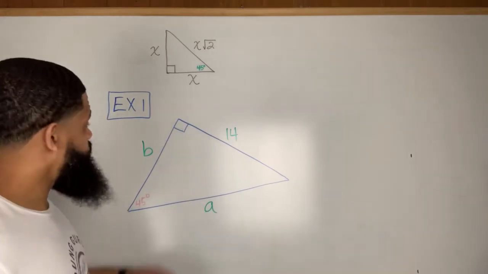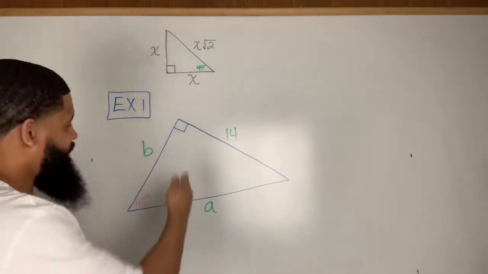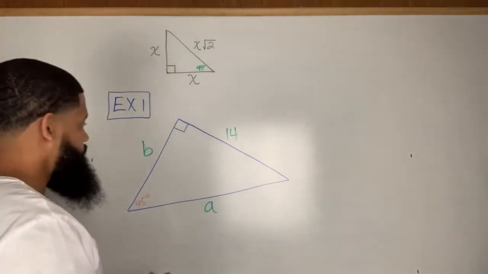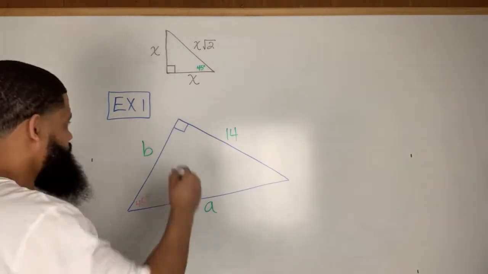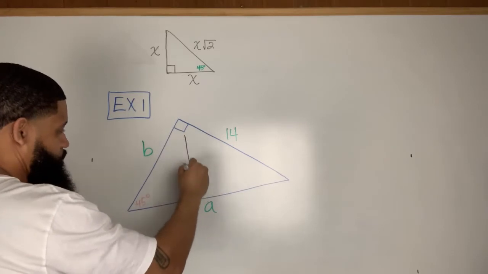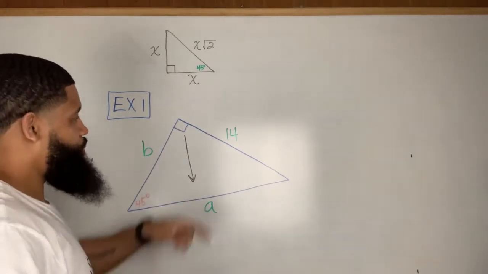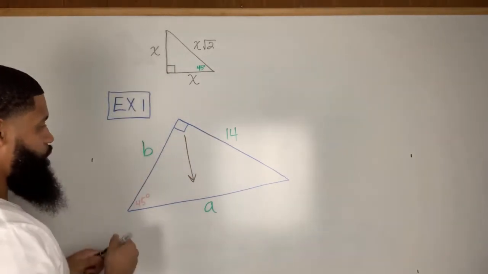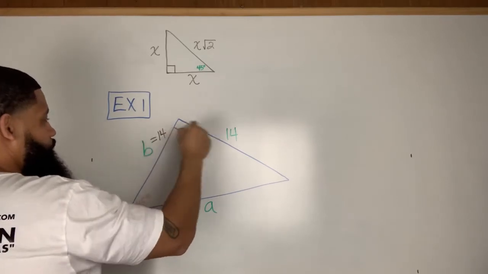So remember the ratio we have. This is a leg. How do I know it's a leg? Because the hypotenuse is always directly across from the right angle. If you're ever mistaken on where the hypotenuse is, I just draw an arrow from the right angle, and that tells me that A is the hypotenuse. If this is a leg, remember the legs are the same, so automatically B is going to equal 14.